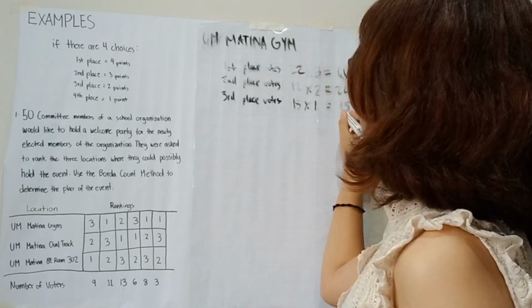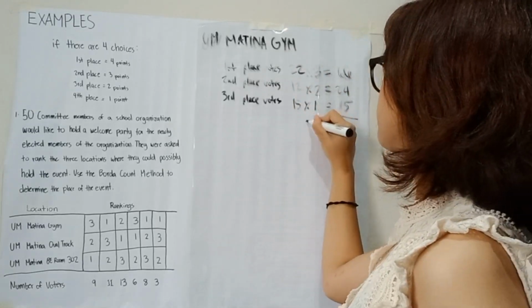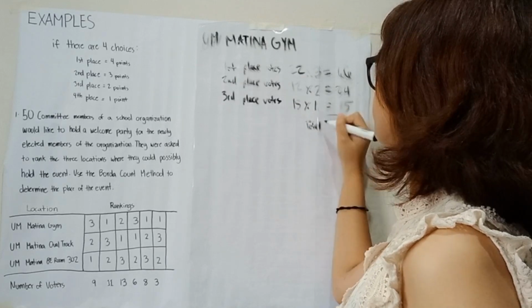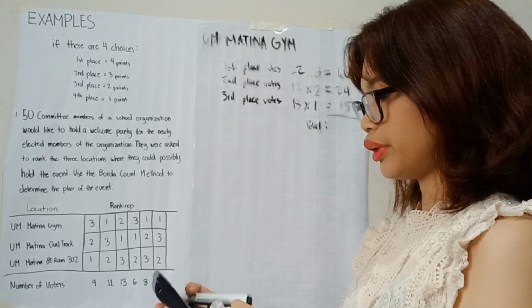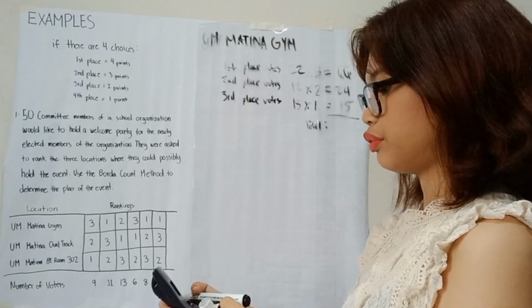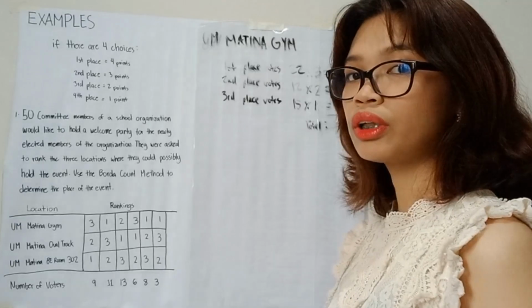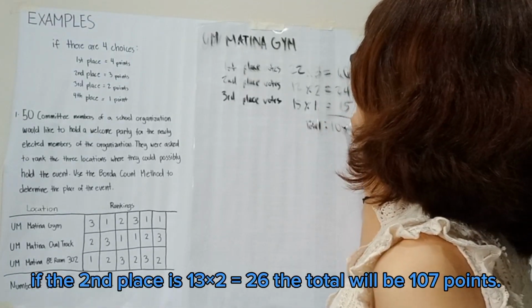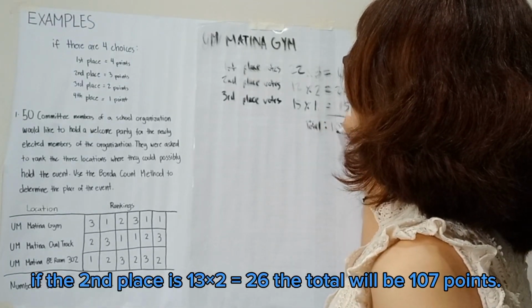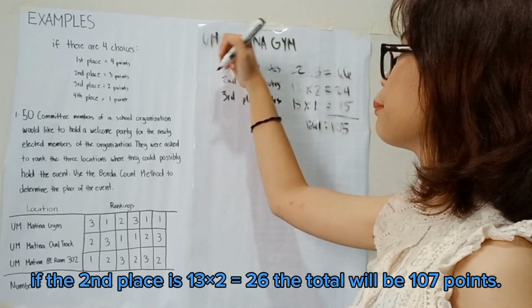And then we total all the points. So 66 plus 24 plus 15 is equal to 105 points total for the Matina gym.